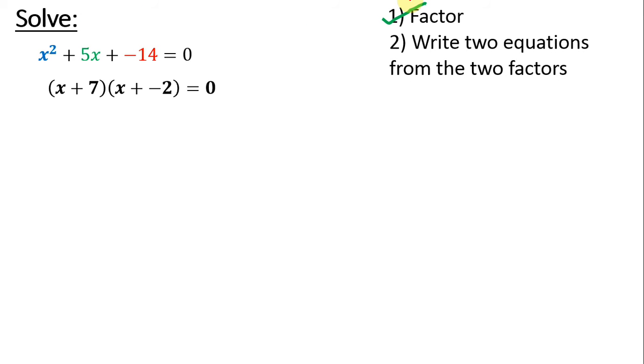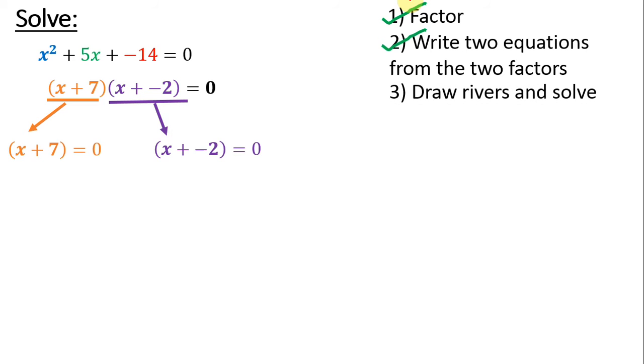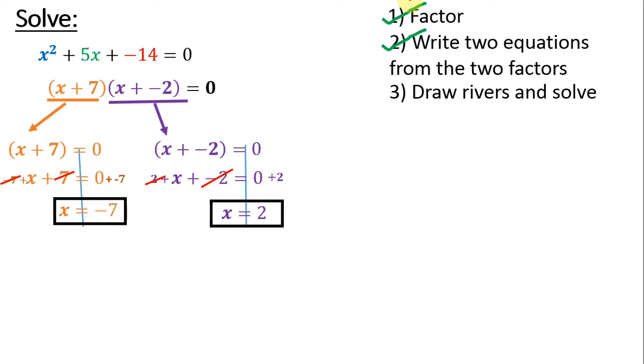The next thing I'm going to do is write the two equations from the two factors. Then I'm going to draw my rivers and solve both equations. My solutions are x equals -7 and x equals +2. No check today.